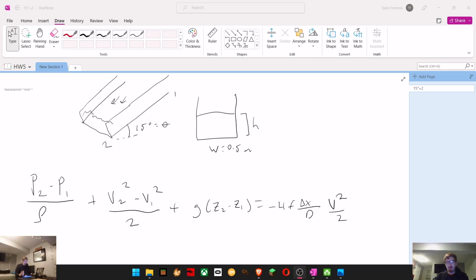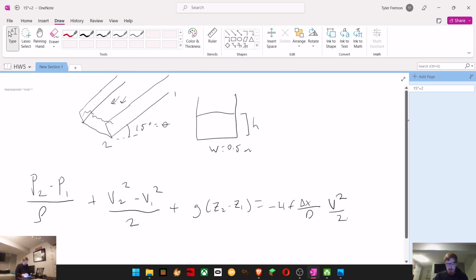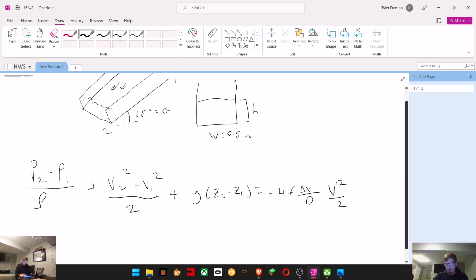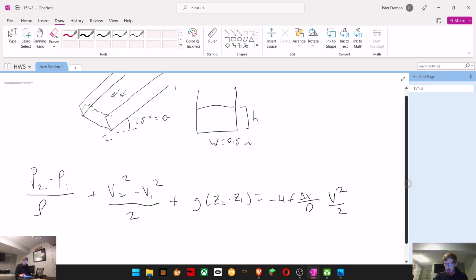So in this video, we're looking at a rectangular channel, and we're going to be using its cylindrical equivalent to help determine the flow rate of the liquid within the channel. In this channel, it's slanted at some angle, in this case 15 degrees, but it could be any angle. The water's flowing down from point 1 to point 2. It has a width of 0.5 meters, and we're trying to determine the height of the fluid in this case.